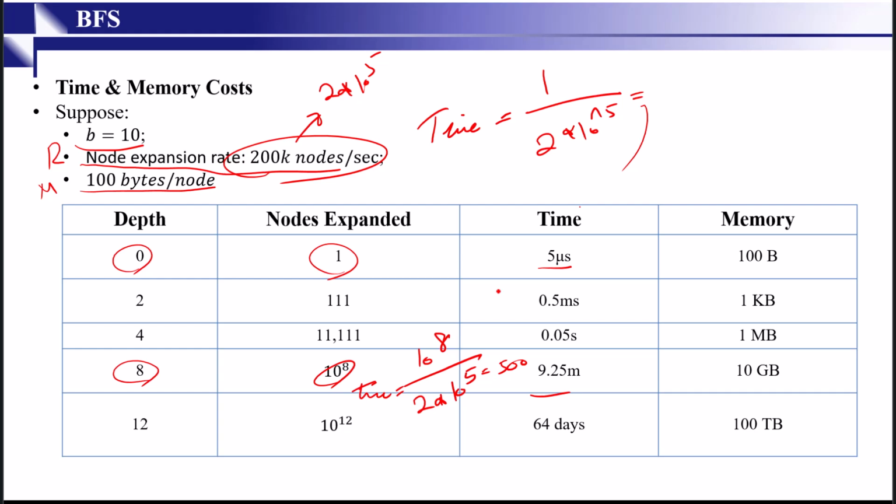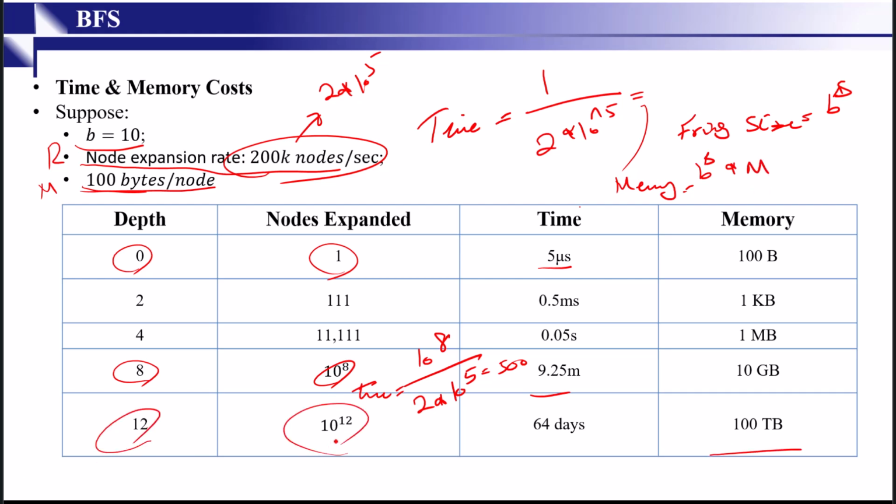In case of the memory, BFS must store the fringe, the current frontier of the nodes at the deepest level explored. As the depth S increases, the fringe size is roughly the number of nodes at that depth. So we can say in here, fringe size is equal to B to the power of S, right? So if each node requires 100 bytes of memory, then the memory is equal to B to the power of S multiplied by M, right? For example, for this case, at the depth of 12, we have 10 to the power of 12, right?